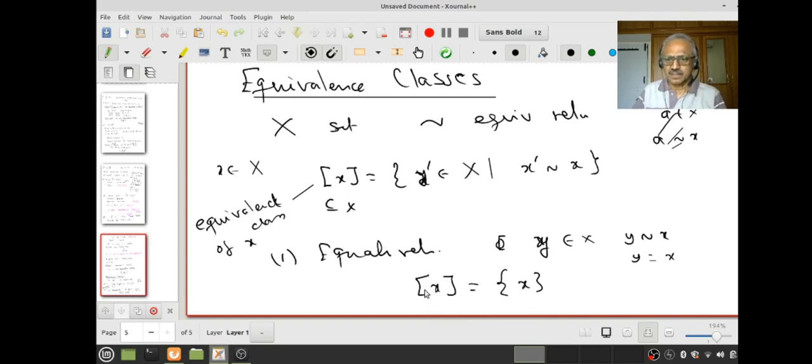This notation has a different meaning. This is a subset, of course, of X. This is also a subset of X. We are saying they are equal.